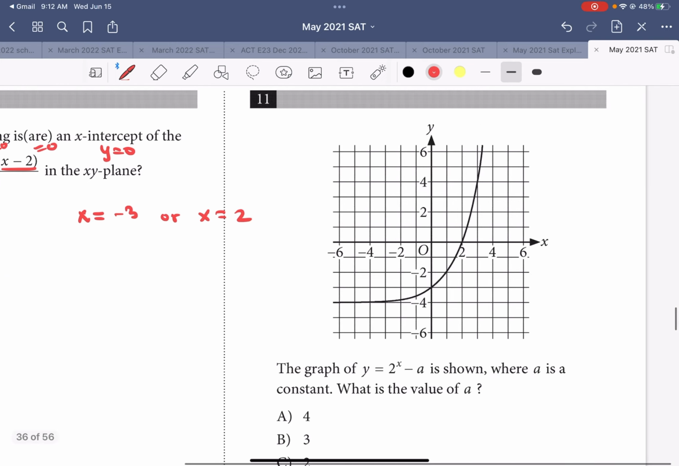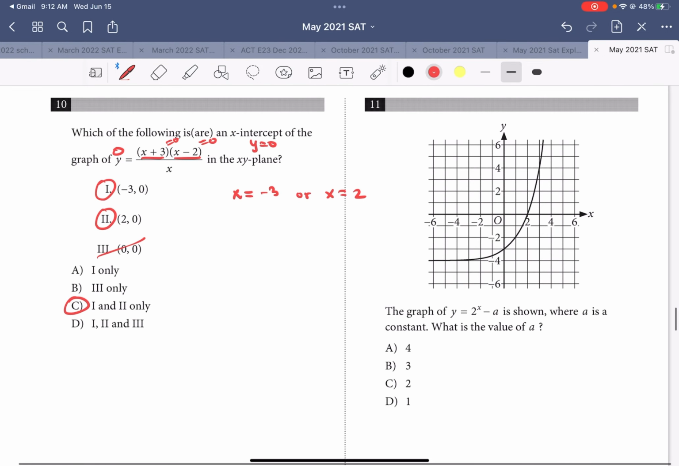Okay? Number 11. They gave you that graph. The graph of y equals 2 to the power of x minus a is shown. a is a constant. What is the value of a? I think the best way is you can just plug it in. So here, negative 3, right? When x equals 0, negative 3 equals 2 to the 0 minus a. Anything to the 0 power is 1. So you subtract 1. a is 4. Okay? Answer is A. Just plug it in.